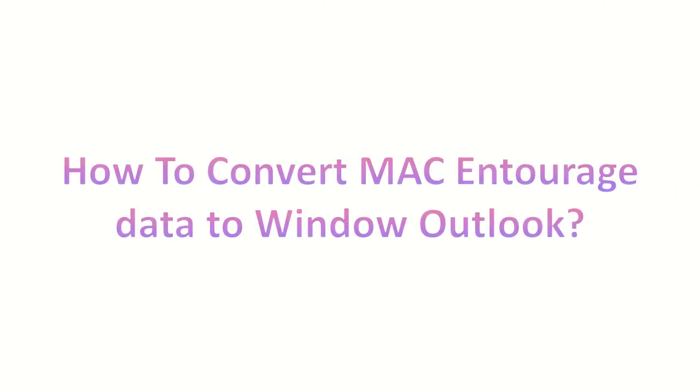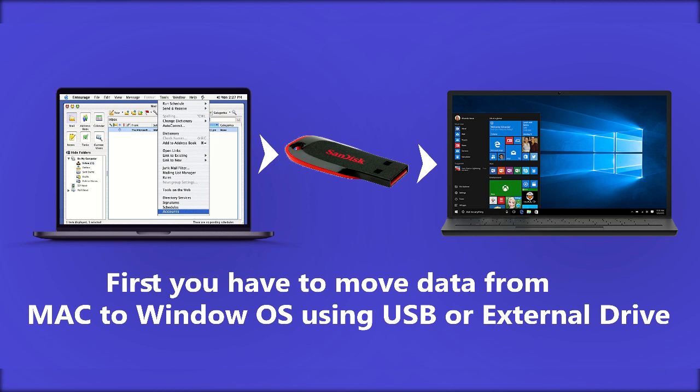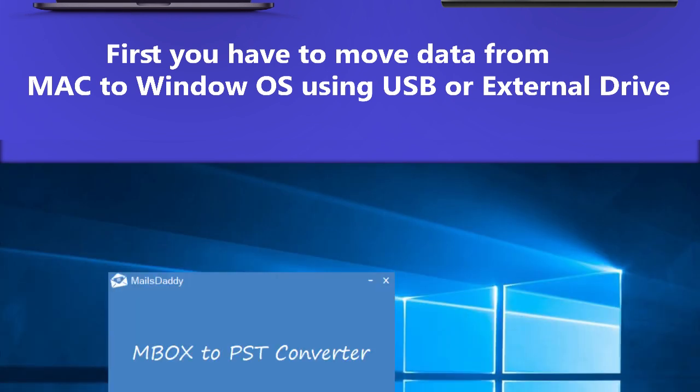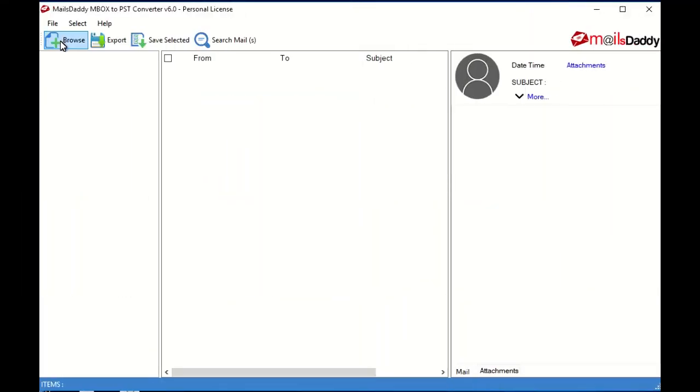Now, how to convert Mac Entourage data to Windows Outlook. First, you have to move data from Mac to Windows OS using a USB or external drive. Install and run the MailsDaddy Mbox to PST Converter.